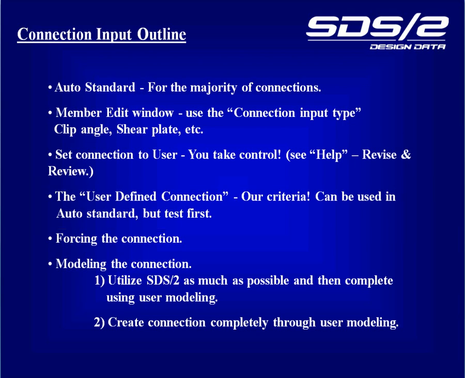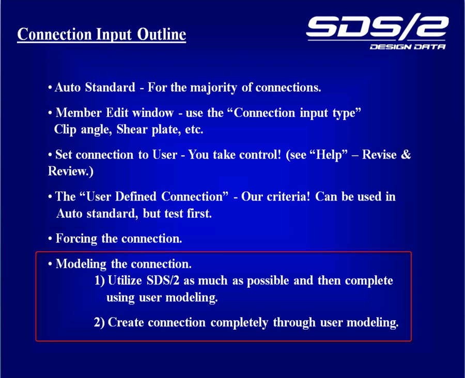We have some other tools that you can use to try to get a connection. For example, when SDS2 is determining a connection, let's say that the connection fails for some reason. Let's use web bending or buckling as an example. Well, you can force the connection, which basically says, I know you failed, but I want you to build this particular connection from the data that you have created. And then you could modify that accordingly.